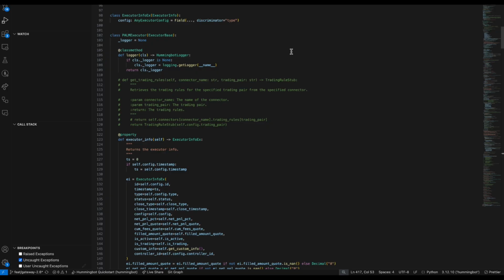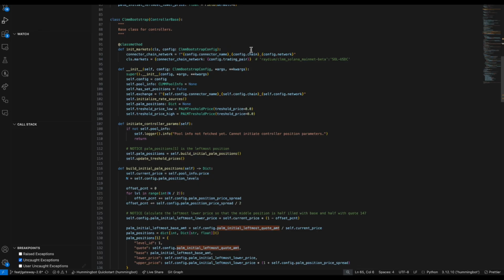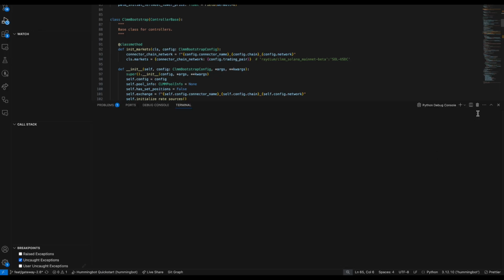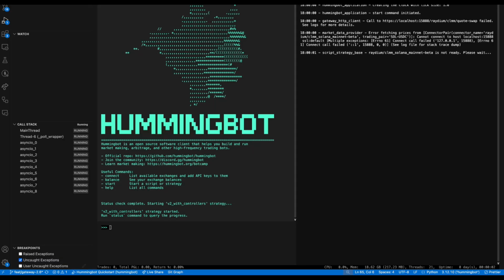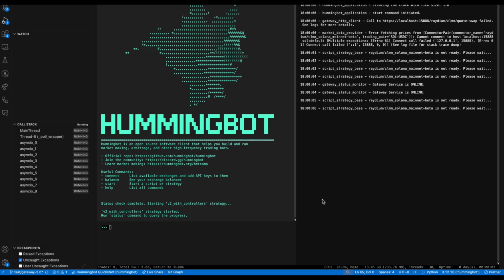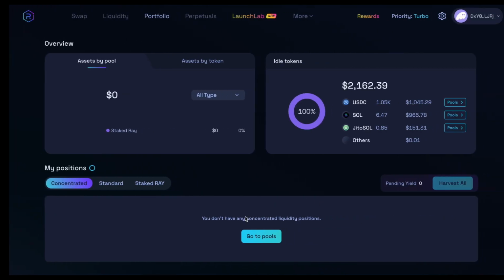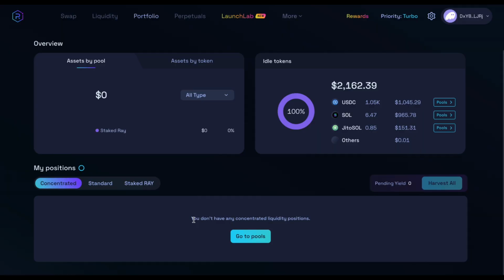This strategy implements custom executor scripts, and they are run by a custom controller script that is loaded from the standard V2 with controllers strategy. So let's observe how the bot works. We are starting the bot. And now we will observe our positions on Raydium.